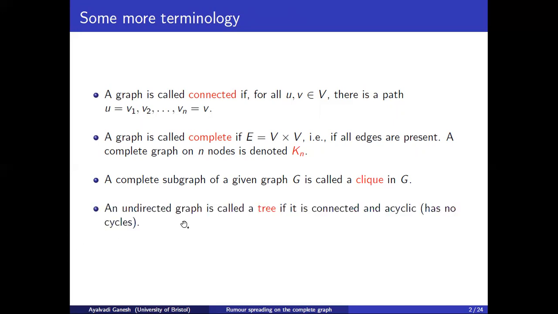An undirected graph is called a tree if it is connected and acyclic, so if it has no cycles. So for every pair of vertices in a tree, there's a path between them, but there are no cycles, and it's easy to see from this that there is therefore a unique path between them.